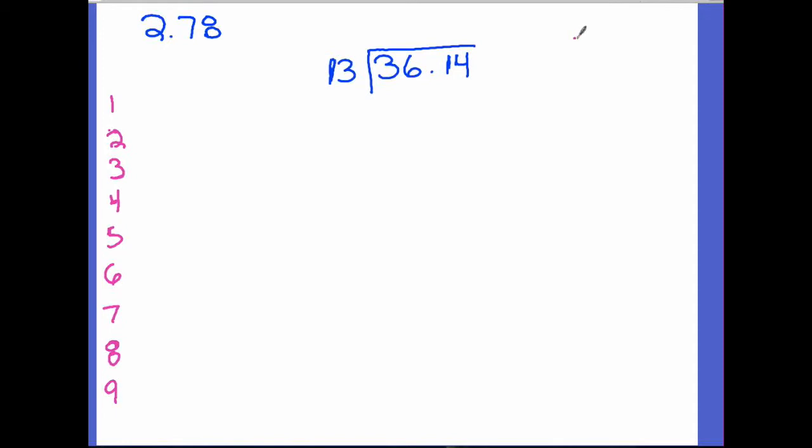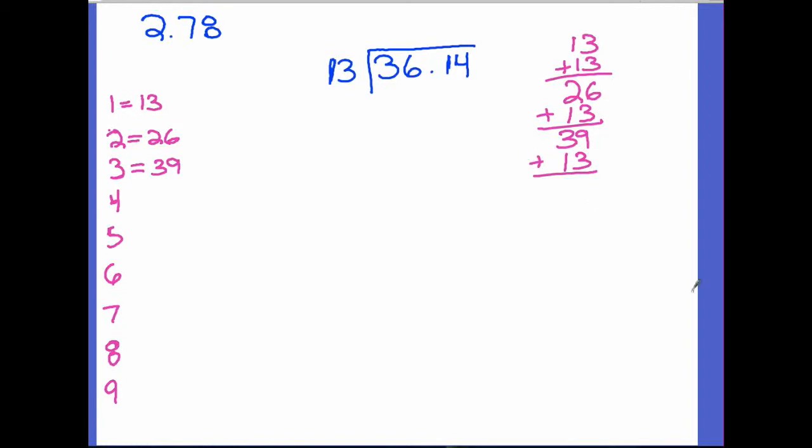And what's 1 times 13? Then you just go over to the side. 13 plus 13 is? 26. That's your next number. What do I do over here? Plus 13 again is 39. Plus 13 again is 52. Now, someone just said too big.